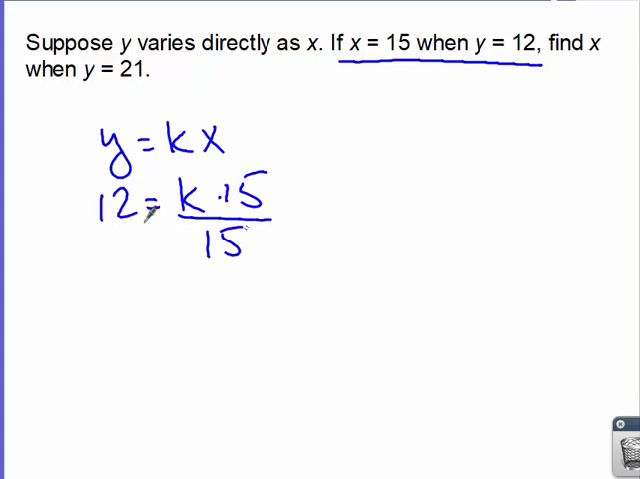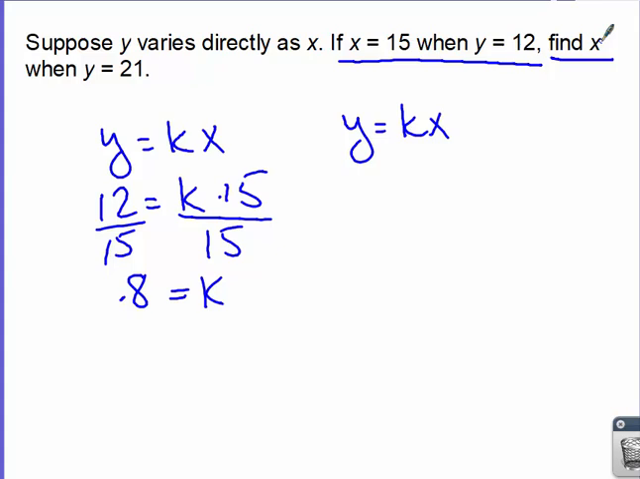Divide both sides by 15. k is equal to, and when you type in 12 divided by 15, you get 0.8. Okay, so now I write the formula down again. Okay, and it says find x, that's my unknown, when y is 21.